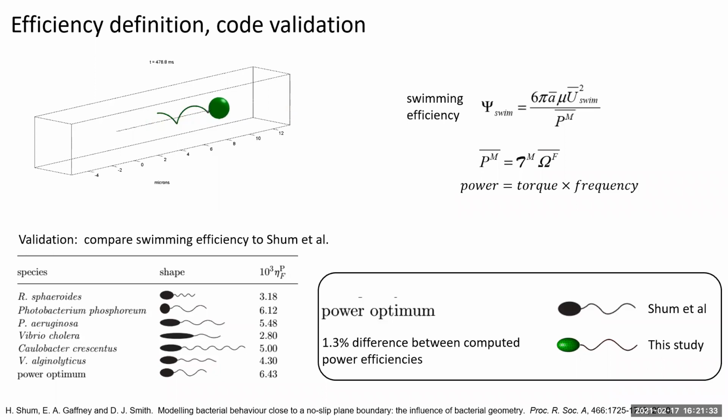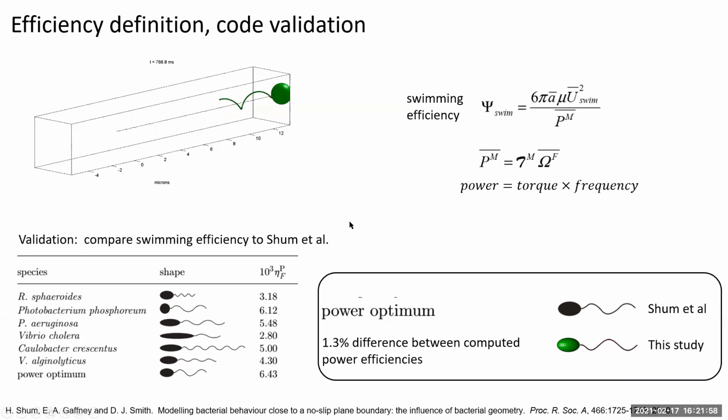You can define the power that the swimmer is putting in as just torque, that motor torque that we set, times how fast the tail is rotating. And if you know how fast it's swimming, if you square that and you have a size parameter in there, you get a non-dimensional swimming efficiency out of this.